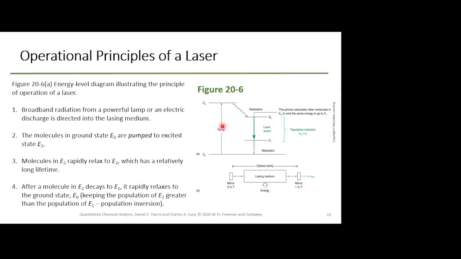Typically a lamp, though, can be an electric discharge as well. Okay, depends on the type of laser you're looking at. So molecules in E3 are rapidly going to relax to an E2 state. This E2 state is just a state that has a long lifetime. Okay? And so because it has a long lifetime, it's going to gather up a population of it. So you pump a bunch of molecules to E3, they relax down into this E2 state. That E2 state has a much longer lifetime than the E3 state. And so it gathers up that population there.